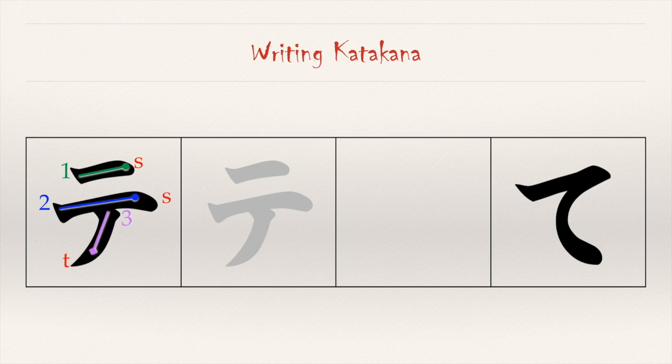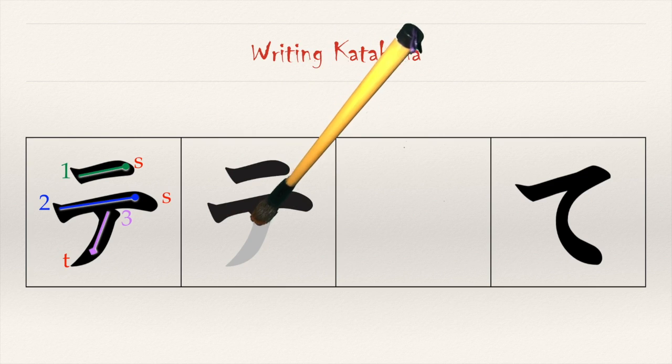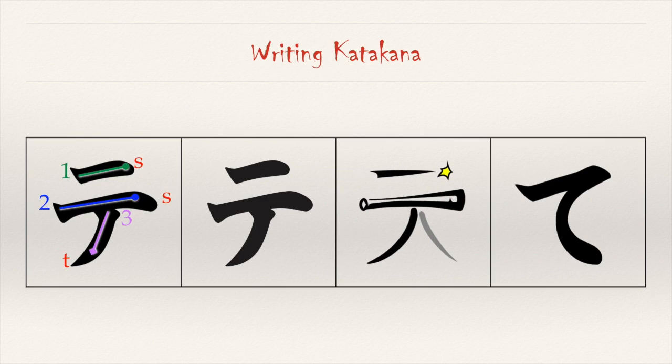So let's try this together. The first stroke goes across, followed by the second stroke, and the third stroke tails to the left, te. To remember this one, you might think of using a telescope to see a shooting star.